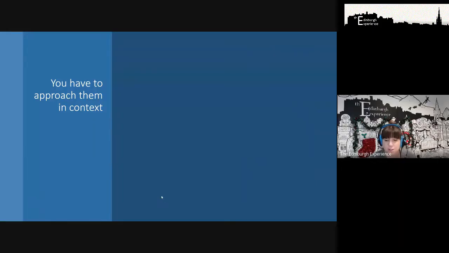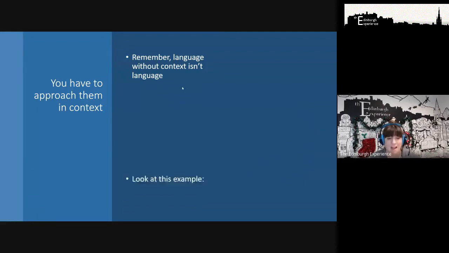The key thing with phrasal verbs is that you have to approach them in context. This is why these horrible lists are useless, because they don't give enough context. And it's the same reason that trying to learn all of the phrasal verbs that start with "take" is not useful, because you don't have enough context. Okay, so to give you an example of why this is important, right? The mantra, guys: language without context isn't language. Yeah. And the reason that it can be impossible to learn phrasal verbs without context is this.